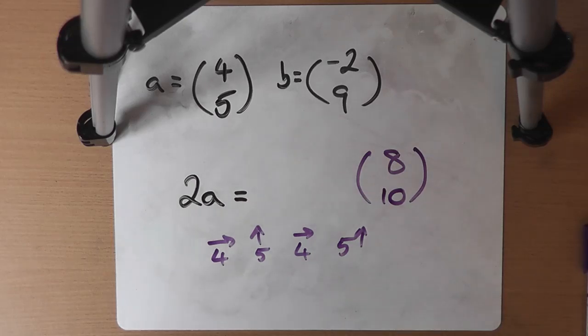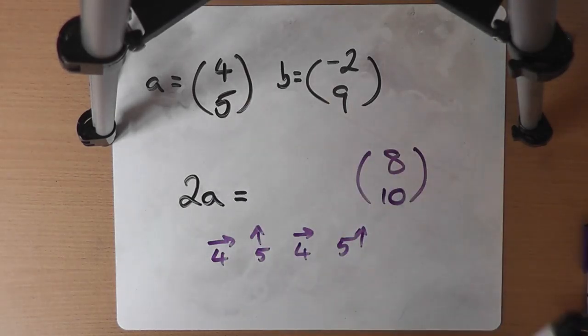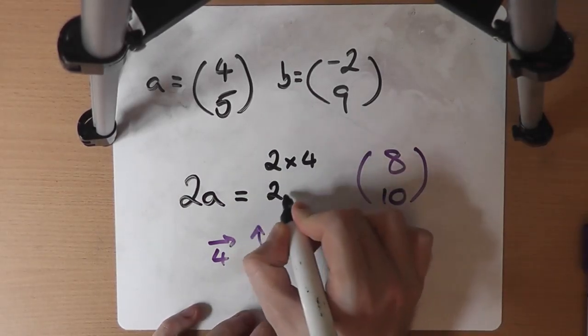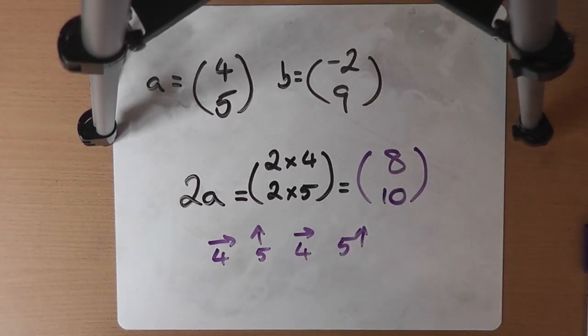Really though, what have we done to get there? Well, let's compare that to the original. What we've done is we've doubled the top and we've doubled the bottom, and that makes sense because we've done the top part of the direction twice and we've done the bottom part of the direction twice. So in fact what we've done is 2 lots of the 4 and 2 lots of the 5, and then we've ended up with a final column vector for that.